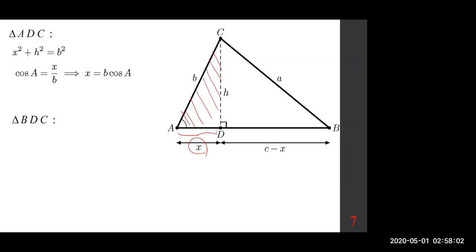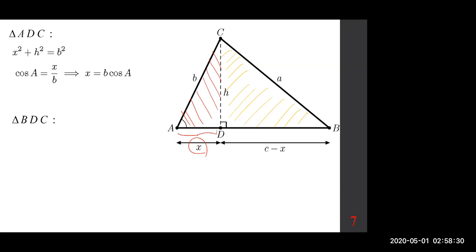Let's look at the right side, everybody. Let's look at this triangle. This is also a right triangle. Everybody agrees with that. We want to write the Pythagorean identity for that. So we can see that, let's write it up here.